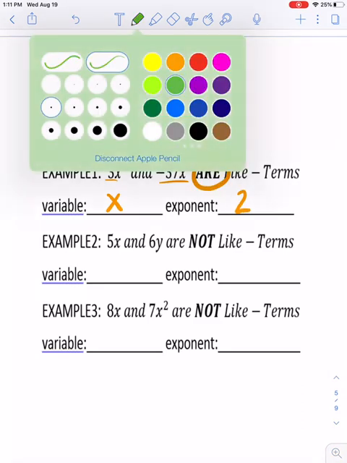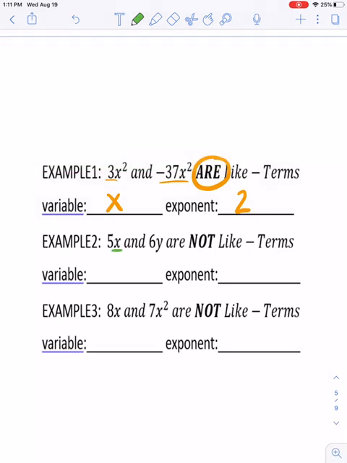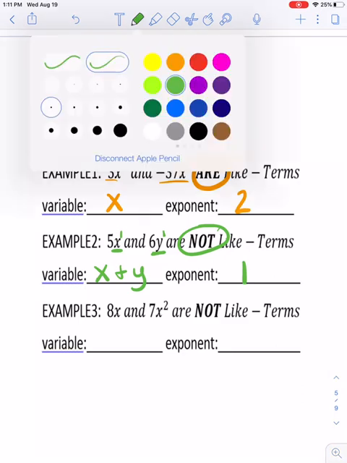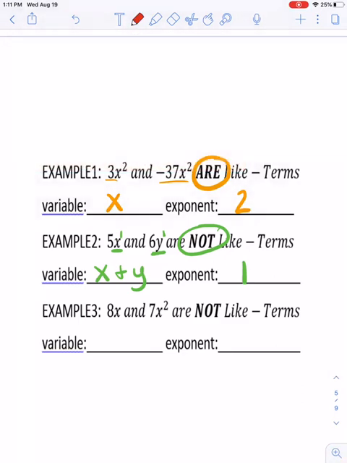Whereas on this next one, what's the variable? Well, the variable for the first one is x, and the variable for the second one is y. So we really don't even have to look any further. They are not like terms, so I cannot add and subtract. They do technically have the same exponent, right? There's nothing there, so we assume it's a 1. So they're both raised to the first power. However, they're not like terms because the variables are different.